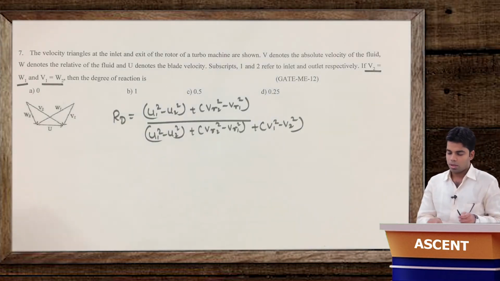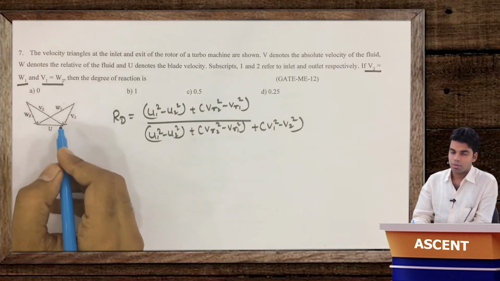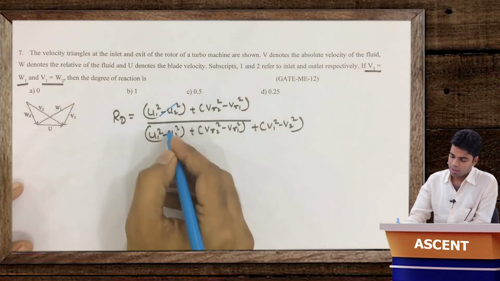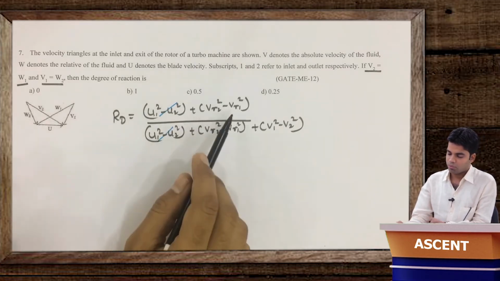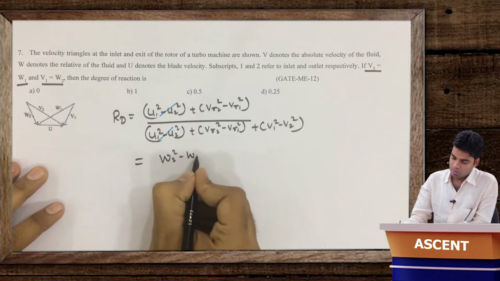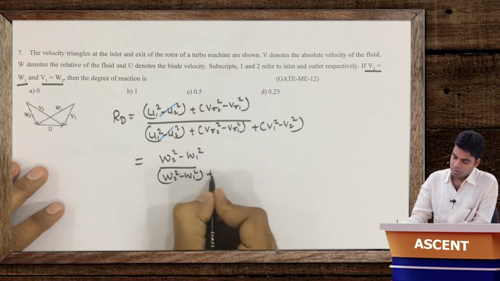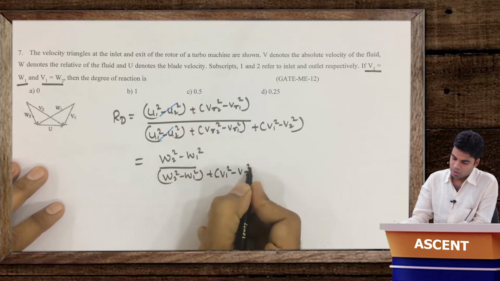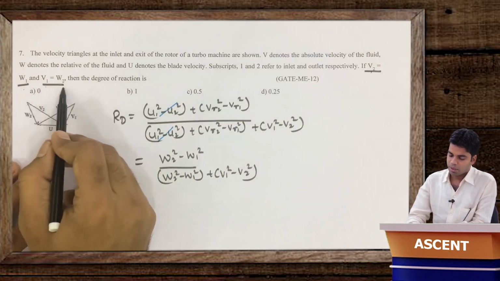Getting this or not? Okay, now out of this you can see one thing, that U is common for both. That means U1 is equal to U2, so this term will be cancelled out here. Next, Vr2 is represented by W2, Vr1 is represented by W1. So this will be equal to W2 square minus W1 square upon W2 square minus W1 square plus V1 square minus V2 square. Now further, this V2 can be written as W1 and V1 can be written as W2.